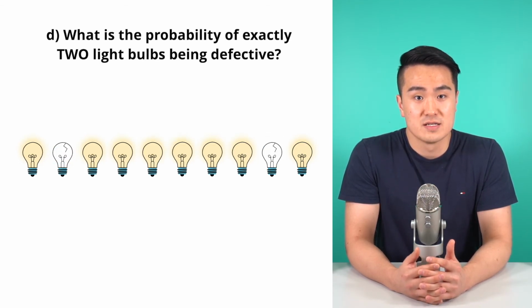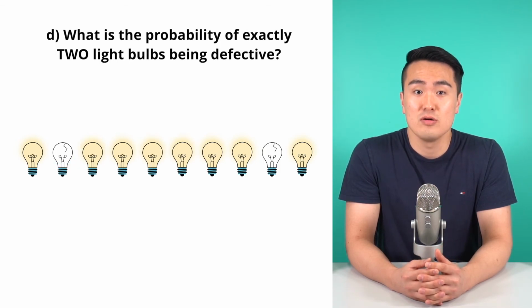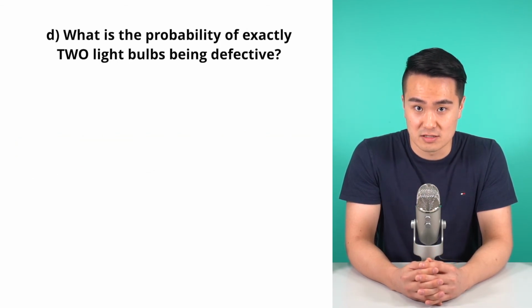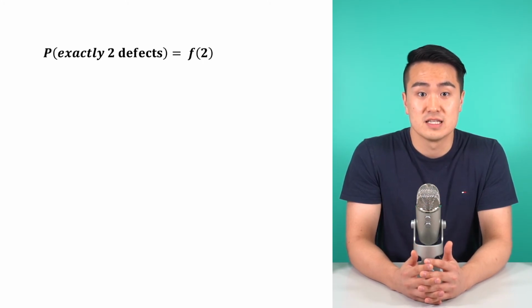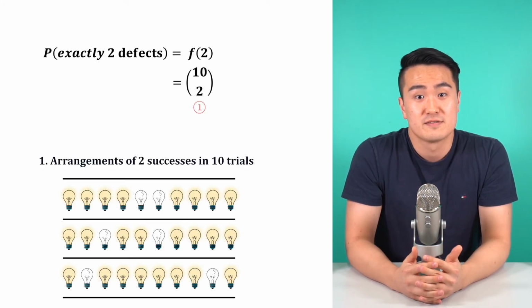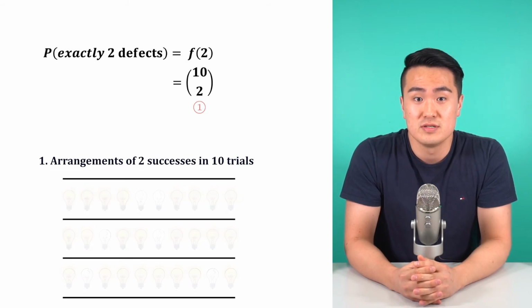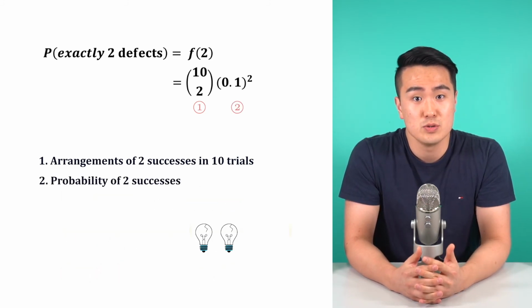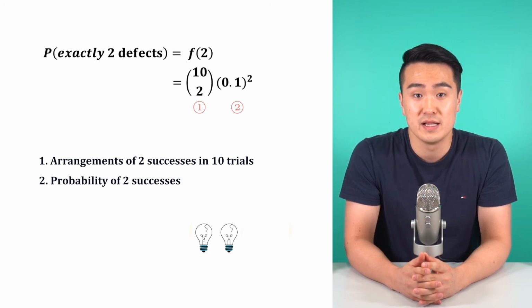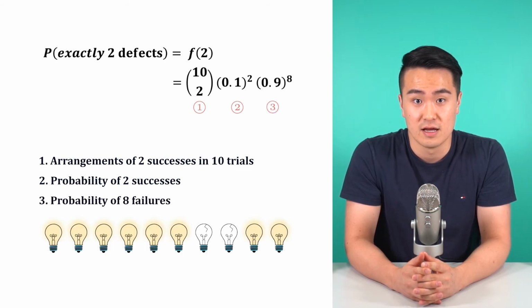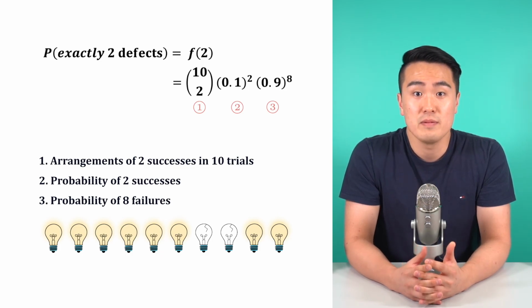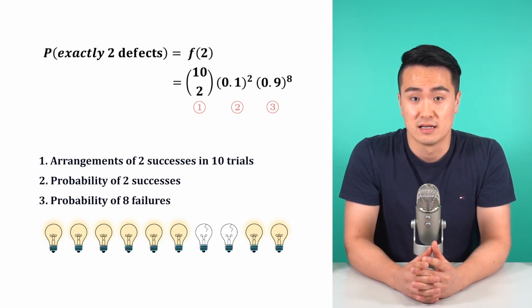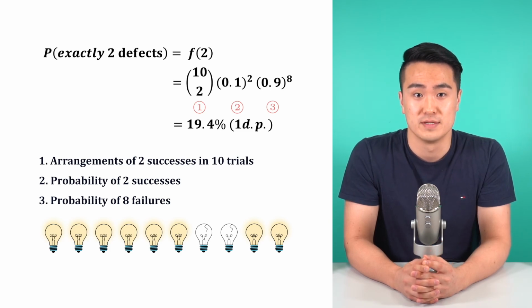D. What is the probability of exactly 2 light bulbs being defective? Please try to revise binomial probability because it will be so much easier to answer these types of questions. So we want exactly 2 light bulbs defective out of the 10 trials. 1. We must find all the combinations where the 2 defective light bulbs can be. 2. Then we multiply by the probability of 2 defects. And 3. We multiply by the probability of 8 non-defects. So the probability of 2 defects out of 10 light bulbs is 19.4%.